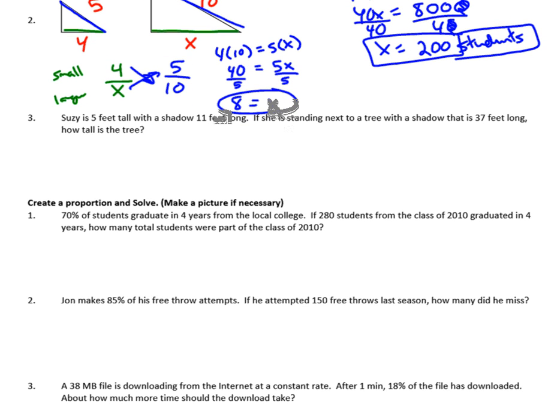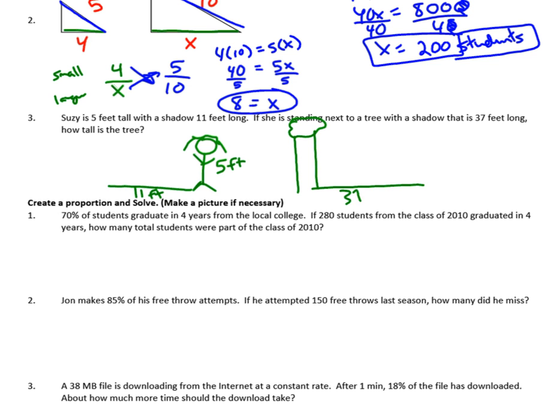Number 3, Susie is 5 feet tall with a shadow of 11 feet. So here's Susie. Susie with some nice long hair. She's got a shadow over here that's 11 feet long, and she is 5 feet tall. She's standing next to a tree. So here's a tree. She's standing next to a tree with a shadow that is 37 feet long. We want to know how tall is the tree.